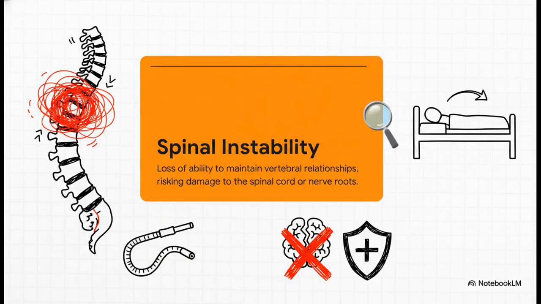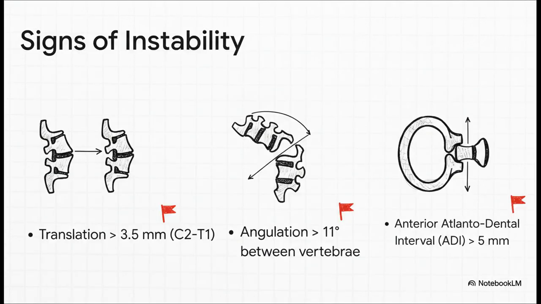And underlying all of this is the concept that should keep us up at night: spinal instability. This is our number one concern. It basically means the spine has lost its ability to protect the spinal cord during normal movements. So our job, from the moment we meet the patient to the moment they're in recovery, is to be the spine's protector. And how do we know if it's unstable? Well, it's not just a guess.